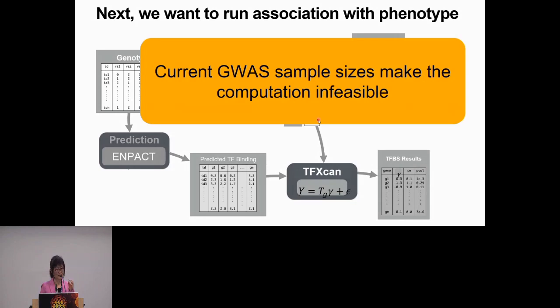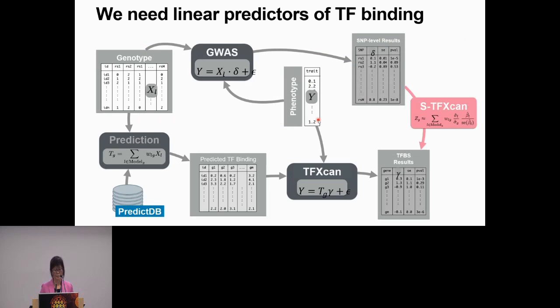So with current GWAS sample sizes, you cannot use individual level data. I see that all the time, especially among statisticians: they give you this beautiful Bayesian method that uses individual level data. It's not going to be practical because we know the GWAS effect sizes are tiny, so you need very large sample sizes to discover anything. So any method that aims to explain GWAS loci will have to use summary statistics.